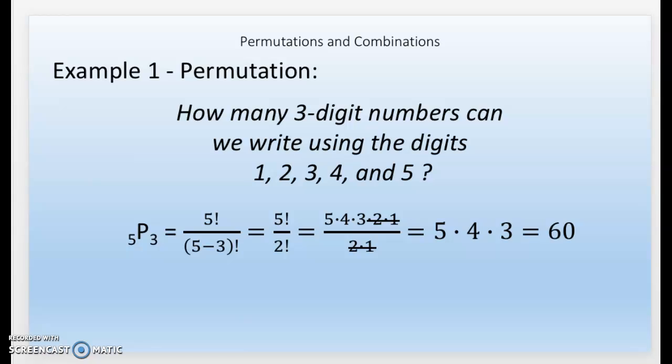How many 3-digit numbers can we write using these 5 digits? Well, that's a permutation right here. From 5, we're arranging 3. So that comes down to the first 3 numbers in the sequence of 5 factorial: 5, 4, 3. And this is why it works. The answer is 60, okay?